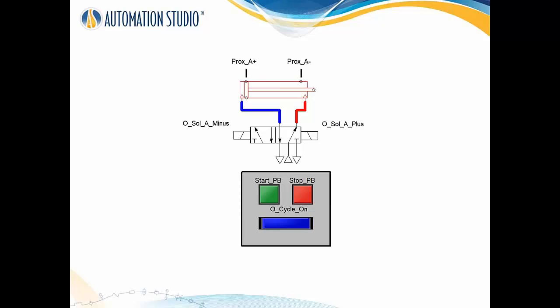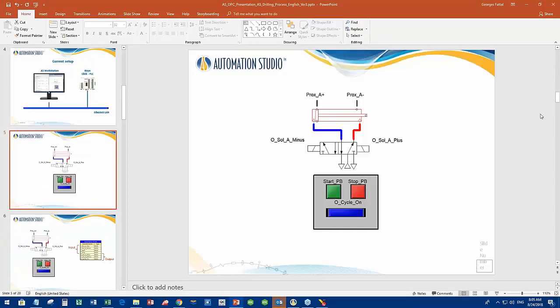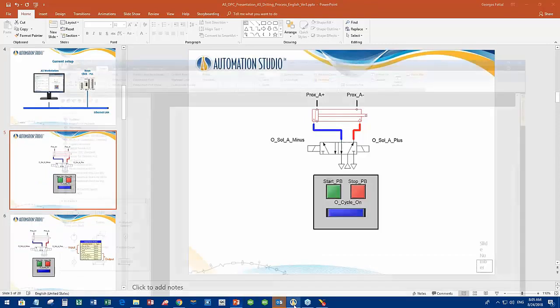I picked a very simple application in Automation Studio where we're going to automate a sequence on just a very simple pneumatic cylinder, making A plus, A minus continuously as soon as I push the start button, and then stop it. When I stop, it will stop the sequence. So I'm going to show you the application. I'm going to pause my PowerPoint for now, and I'll load Automation Studio.